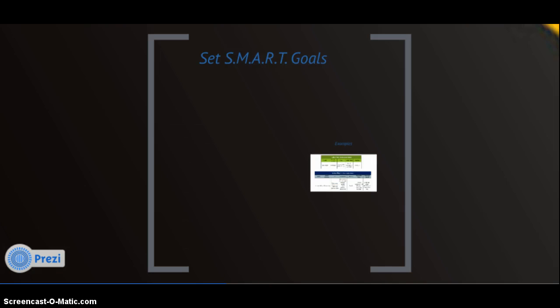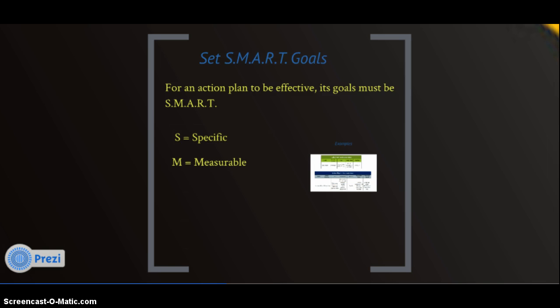Step 2 in creating an action plan is set SMART goals. S stands for specific, M for measurable, A for attainable, R for results oriented, and T means a target date must be set.